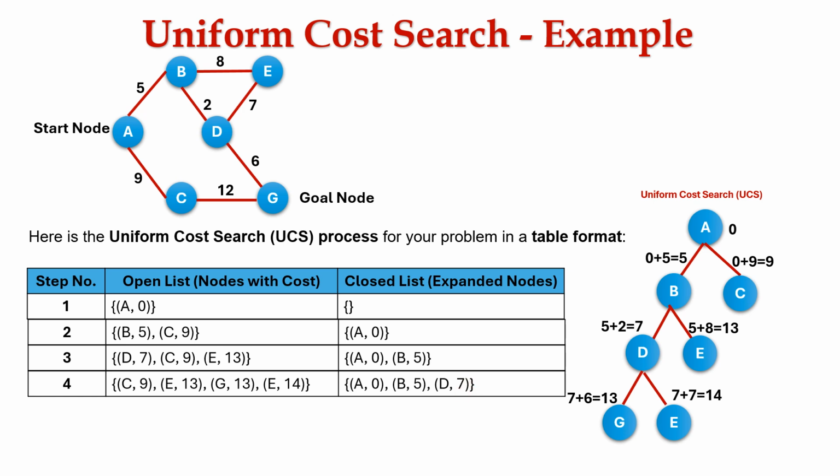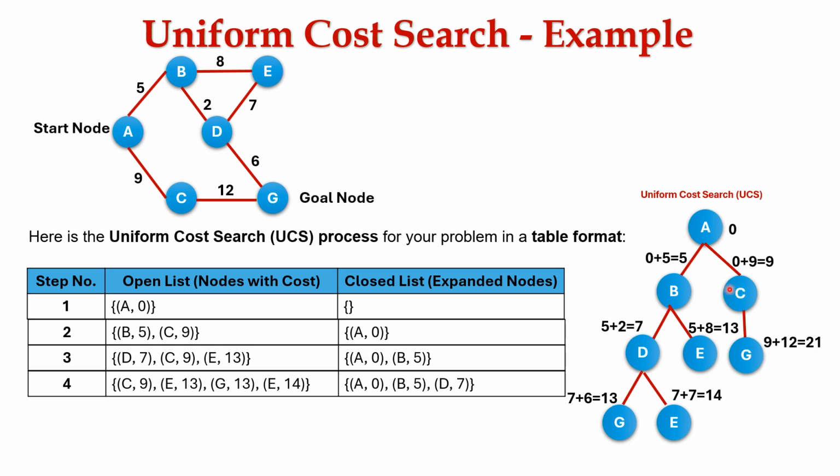In step 5, we need to expand the node C since it has the lowest value in the open list. The neighboring nodes of node C are node A and node G. Since we have already expanded the node A, we no need to consider it. We can consider the node G. The cost required to reach the goal node G from node C is 12. So we can update the same in our tree.